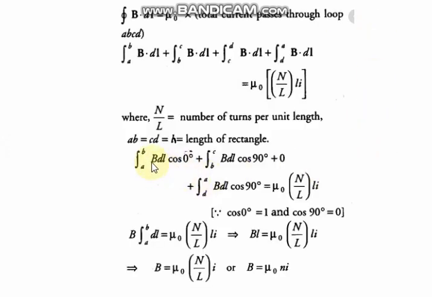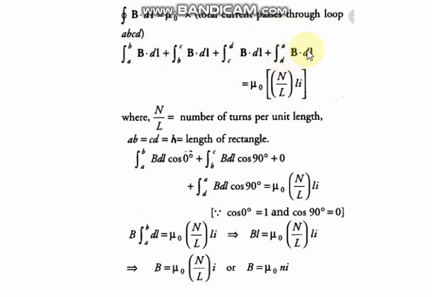So B dl cos of 0 for the segment AB, B dl cos of 90 for the segment BC, plus 0 because this was for the segment CD, which was lying outside the solenoid where B was equal to 0. So we are writing 0 for that part.